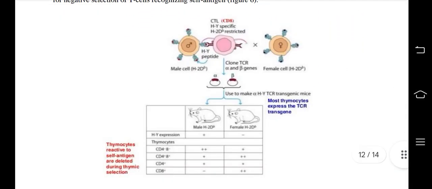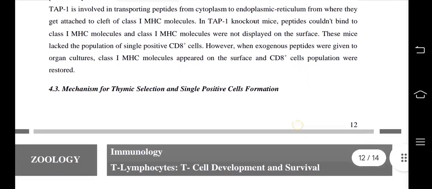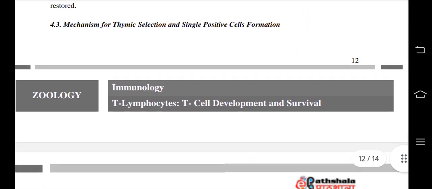The role of peptides on class 1 and class 2 molecules during interaction with thymocytes is also shown by TAP1 knockout mice studies. TAP1 is involved in transporting peptides from the cytoplasm to the endoplasmic reticulum, from where they get attached to the cleft of class 1 MHC molecules. In TAP1 knockout mice, peptides couldn't bind to class 1 MHC molecules and class 1 MHC molecules were not displayed on the surface. These mice lacked the population of single positive CD8 plus cells. However, when exogenous peptides were given to organ culture, class 1 MHC molecules appeared on the surface and the CD8 plus cell population was restored. So, this covers the mechanism of thymic selection and single positive cell formation.